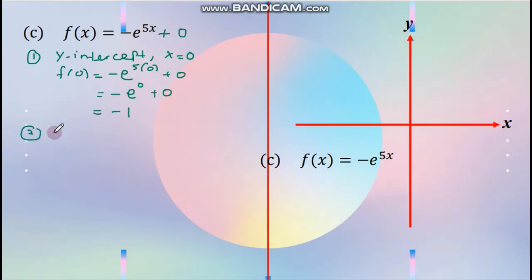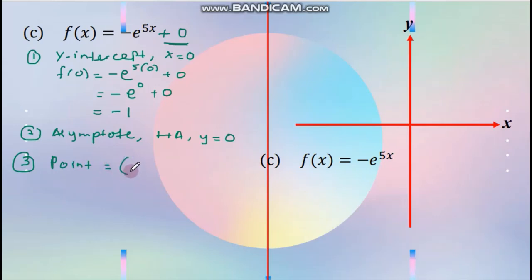The second step, find out the asymptote. In this case, at the back is the value of y or horizontal asymptote. So horizontal asymptote y equal to 0. The third step, identify the sign, point. So the sign of x here, in front of x positive, in front of y negative. So positive x, negative y. So positive x and negative y means this point is in the fourth quadrant.